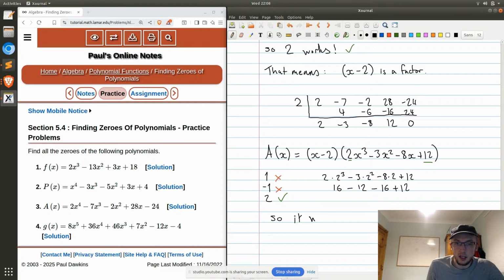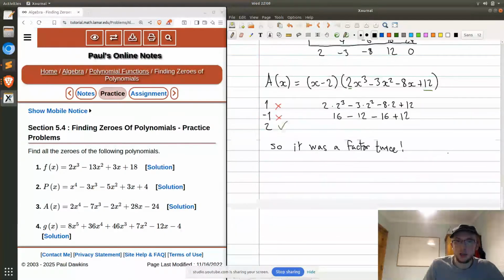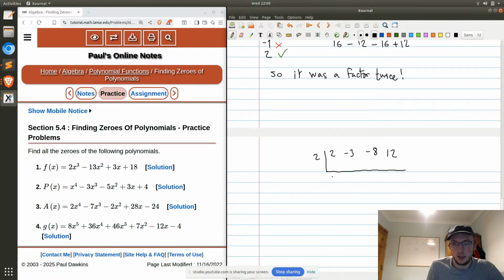So it was a factor twice. X minus 2 was a factor twice. So now I'm going to use synthetic division, and I'm going to divide that cubic by x minus 2. So I put a 2 in that spot, and then 2, minus 3, minus 8 and 12 up here. And I do synthetic division, and I'm going to get this with 0 there, just like I wanted.